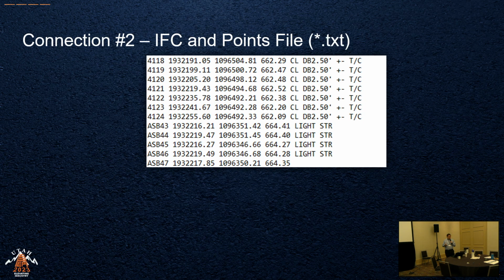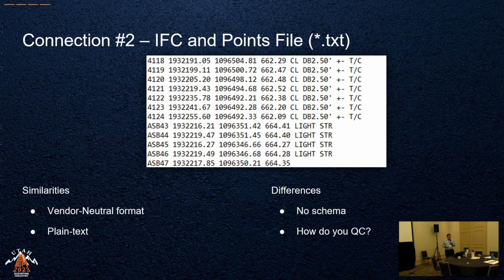So then the next connection is IFC being compared to the venerable survey points file, the ASCII text file. We've got an example here, a fairly common point number, northing, easting, elevation, description type of comma delimited or space delimited file. Again, some similarities between IFC and this type of approach. It's also vendor neutral for the most part, and it's also plain text, so you can open it up, look at it, do some visual QC, and generally speaking, it was able to move from platform to platform and use case to use case.